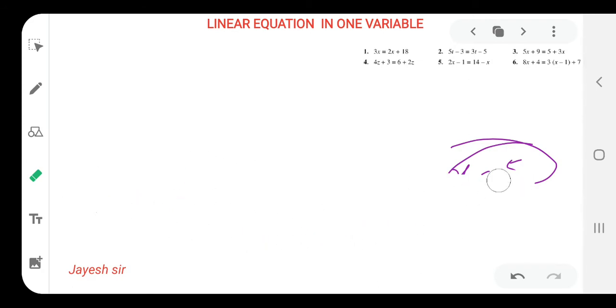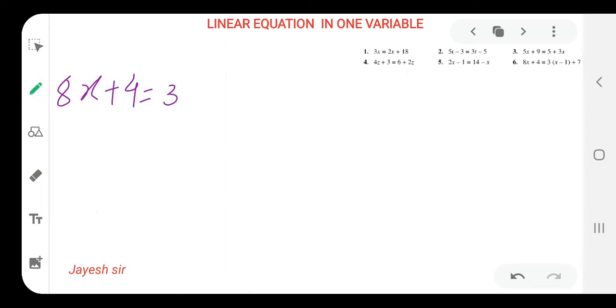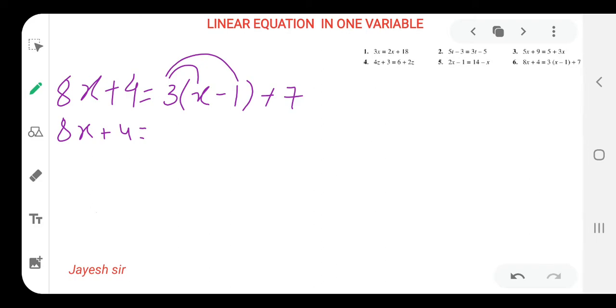Yes friends, let's solve the next sum for the day. That is the sixth sum: 8x plus 4 equals 3 times (x minus 1) plus 7. In this, the BODMAS rule plays a very important role. 8x plus 4 as it is. Yes friends, 3 should be multiplied with x also, and 3 should be multiplied with minus 1 also, as per the distributive law. As we already know, 3x minus 3, and plus 7 as it is.